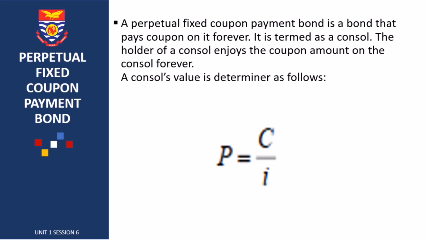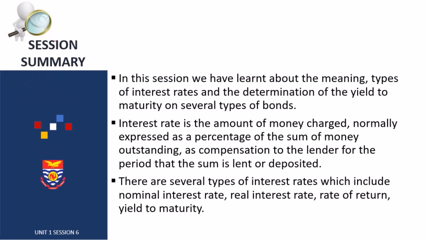So with this kind of bond, the holder enjoys the payment of a coupon on it forever. And to calculate the price of the bond, the formula used is P is equal to C divided by i. Finally, we want to consider the discount interest rate.